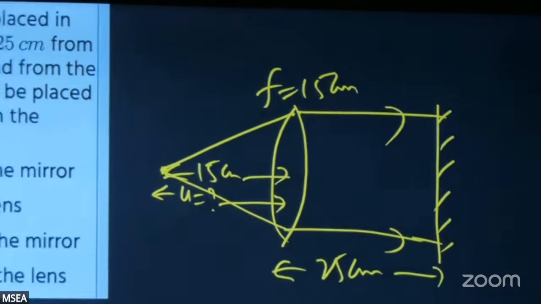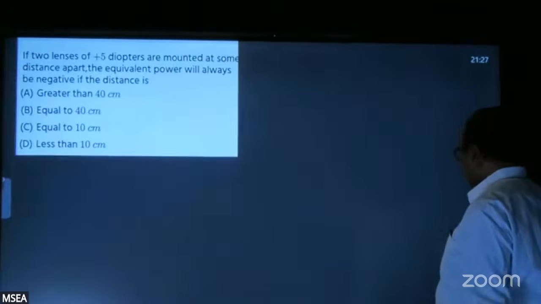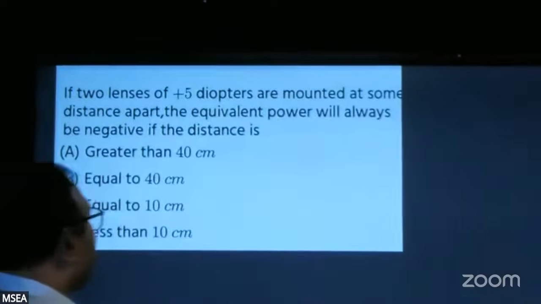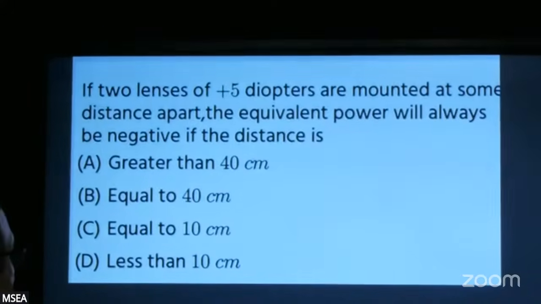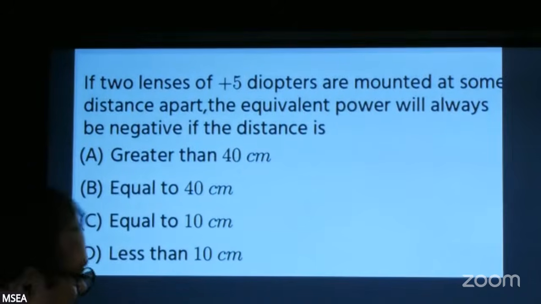Right. Next, we go to the next one. If two lenses of plus 5 diopters are mounted at some distance apart, the equivalent power will always be negative if the distance is.